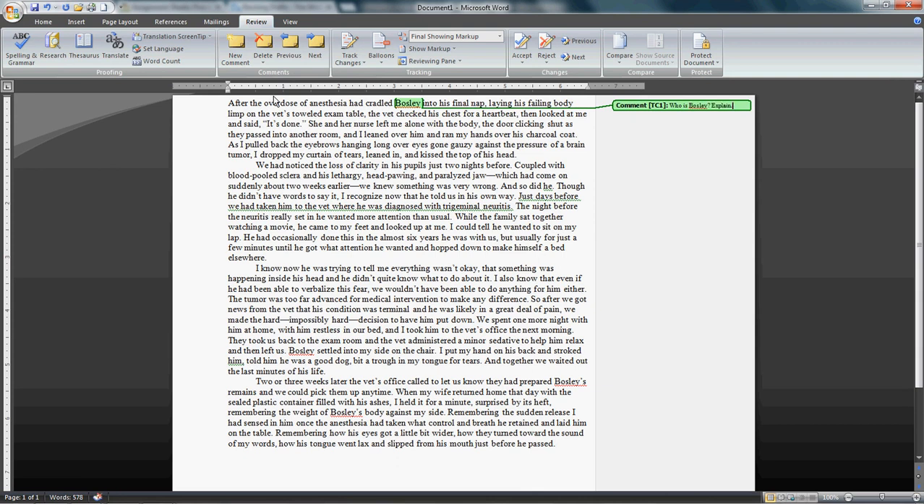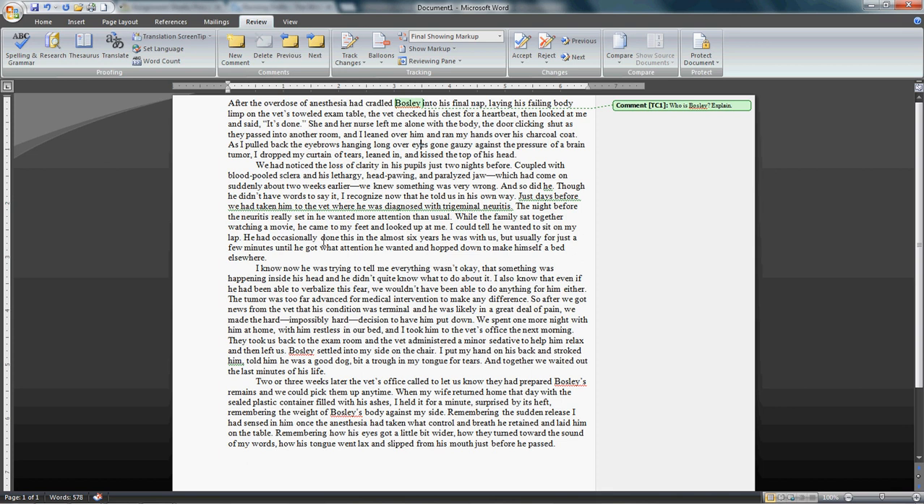Explain. So that's a note from me to the writer saying I don't understand who this person or this animal or whatever is. Explain it a little more so that I know what I'm getting into here. "After the overdose of anesthesia had cradled Bosley into his final nap, laying his failing body limp on the vet's toweled exam table, the vet checked his chest for a heartbeat, then looked at me and said, 'It's done.' She and her nurse left me alone with the body, the door clicking shut as they passed into another room, and I leaned over him and ran my hands over his charcoal coat."